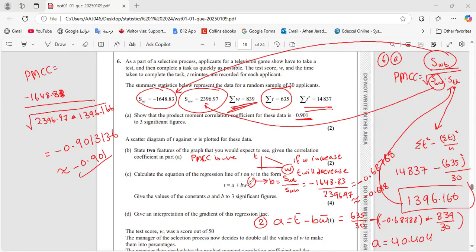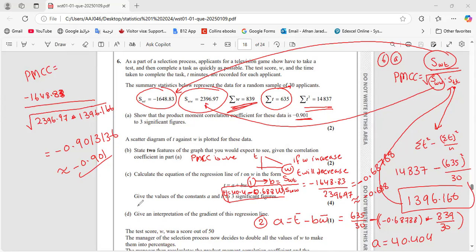So T equals 40.4 minus 0.688 W. Look, the sign of B is negative. So this is the regression line equation. Okay, part D.